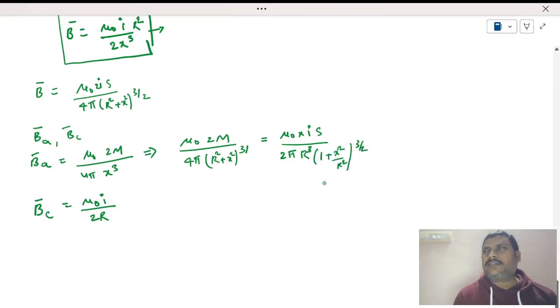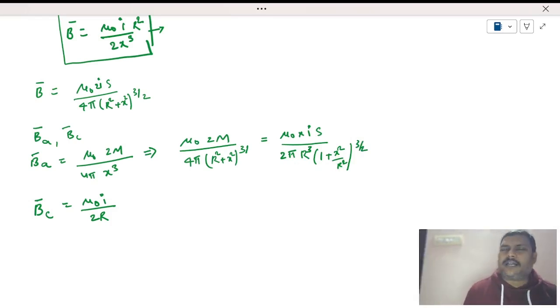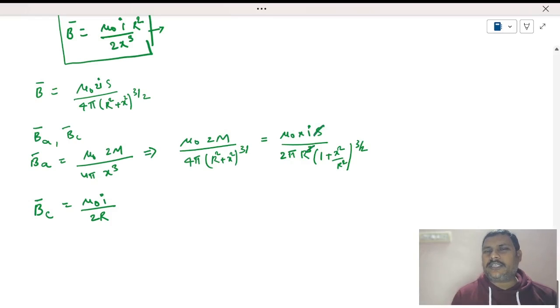Now where x is comparable with R, not greater than R, x square by R square is less than 1. So mu naught I by 2R, with pi R square, S and pi R square get cancelled, only 2R remains. So I can write B axial is equal to B center into (1 plus x square by R square) whole power minus 3 by 2.